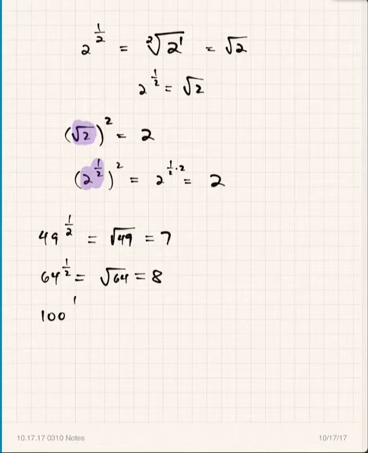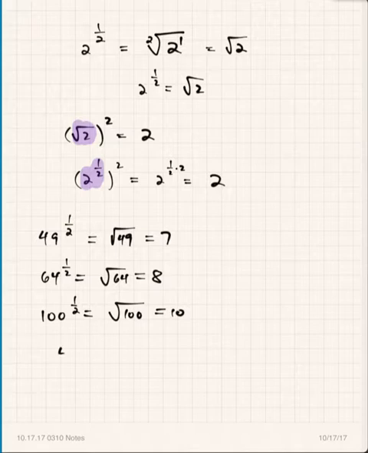So 100 to the 1/2 power, what would that be? Shout it out, everybody. Anybody? Square root of 100. That's right. I heard somebody say it would be the square root of 100, which is exactly right, and that would be equal to 10.